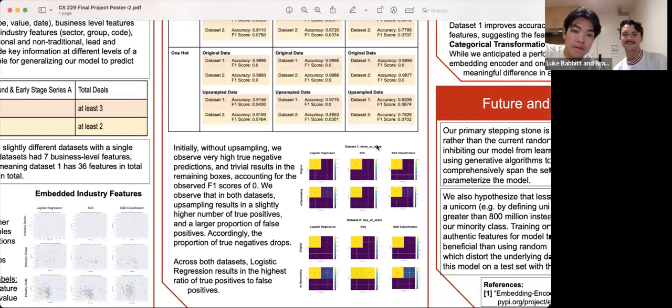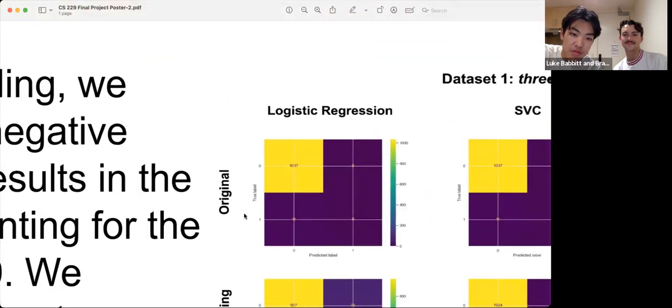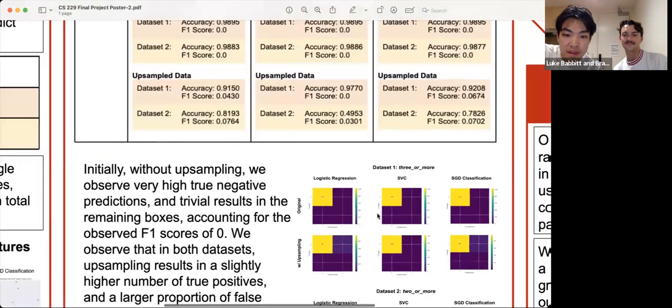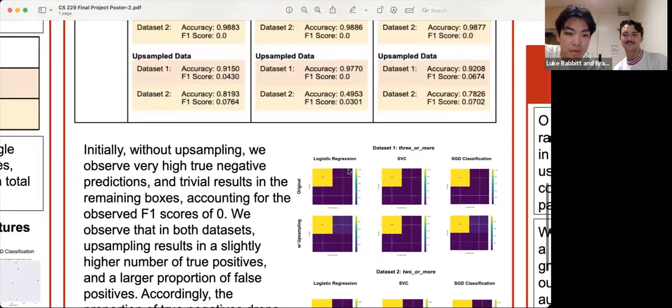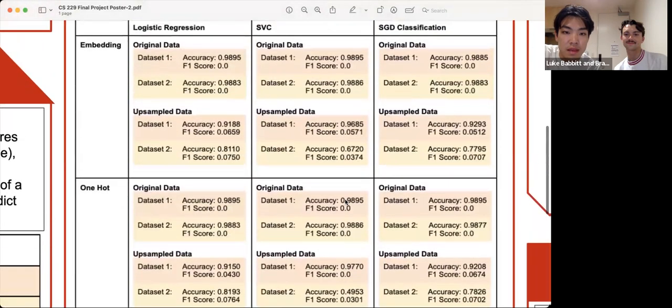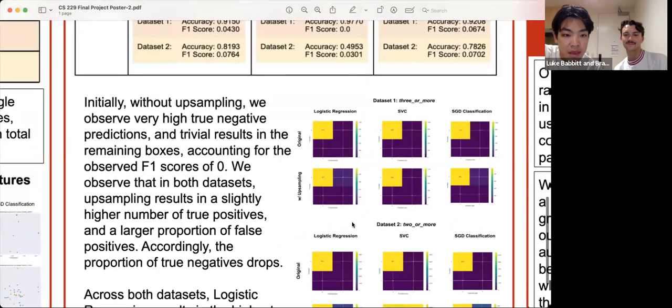We also generated confusion matrices for the results, where the vertical axis is the true label and the horizontal axis is the predicted label. And we can see here from the original data set without upsampling, there's very high true negatives, and the other boxes are pretty much trivial, which aligns with the F1 scores of 0 that we observed. And then with upsampling, there is an increased number of true positives and an overall larger proportion of false positives as well.